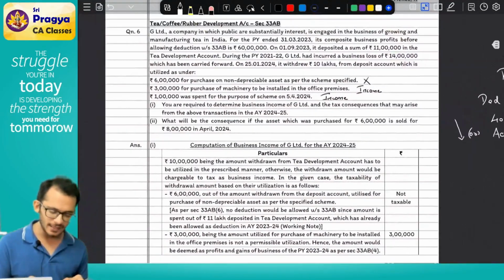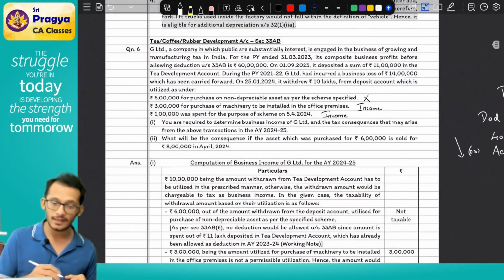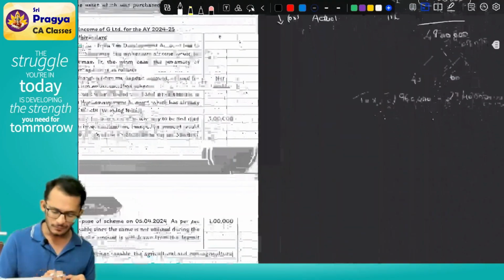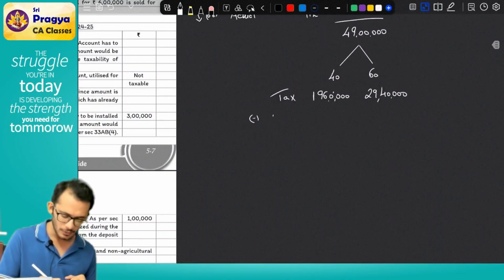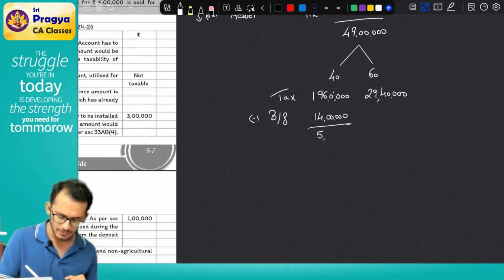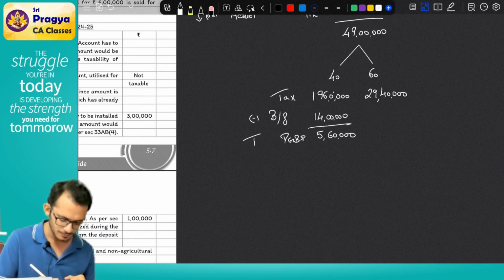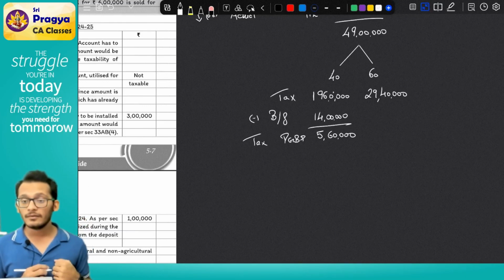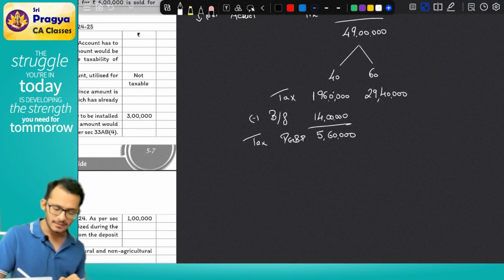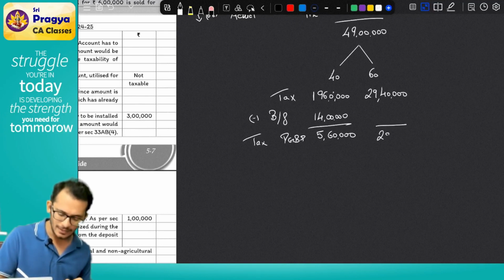Question comes and says I have a brought forward loss of 14 lakhs. So therefore I will reduce my brought forward loss. How much will I reduce? I will reduce 14 lakhs. Therefore my income will become 5 lakh 60,000. So my PGBP taxable income is 5 lakh 60,000. My taxable agriculture income is 29 lakh 40,000.